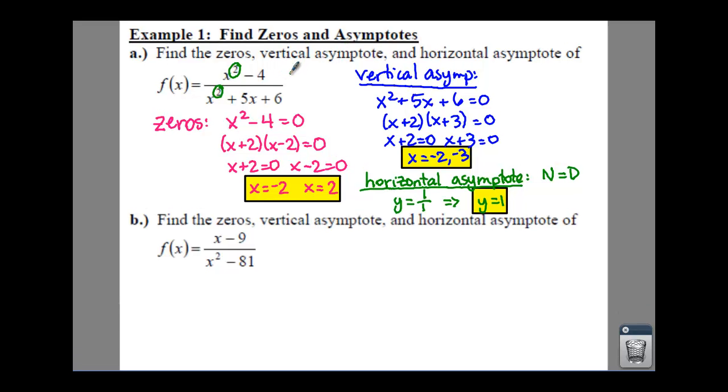So see if you can find your zeros, vertical asymptote, and horizontal asymptote on B. Pause the video, see if you can find these, and then check your answer. Ready, set, go.